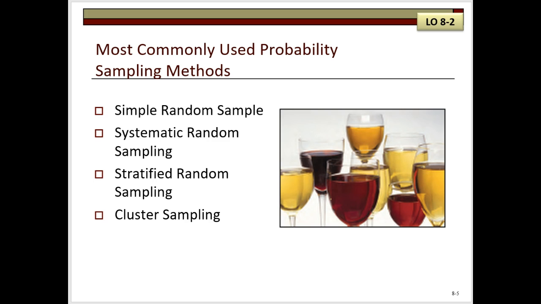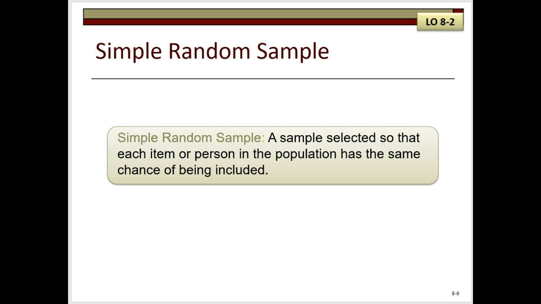There are 4 commonly used probability sampling methods. These are simple random sampling, systematic random sampling, stratified random sampling, and cluster sampling. In this course, we will only go over the simple random sample. We define a simple random sample as one where each item, element, or person in the population has the same chance of being included in the sample. It is the simplest form of random sampling, and again, this is the only one of the 4 that we will be covering in our class.